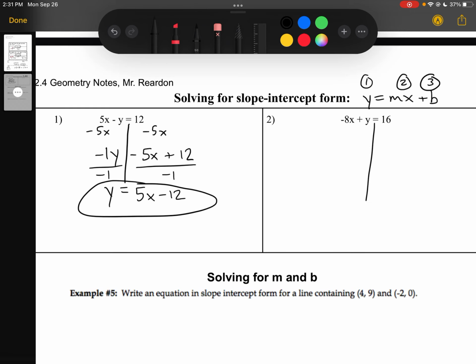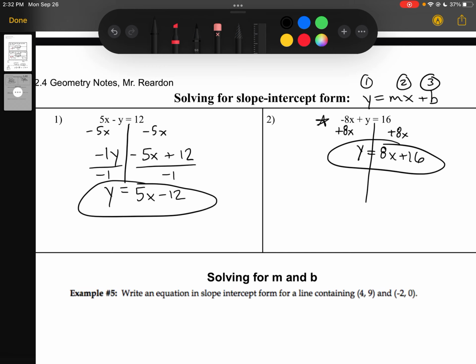So for our next one here, we need to have y by itself. So the next question is, how do we move negative 8x to the other side? Well, the opposite of minus 8x is just plus 8x. So we can do plus 8x on both sides. So we'll end up with 8x and 16. And there we go.